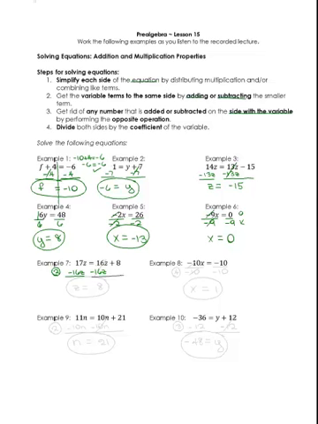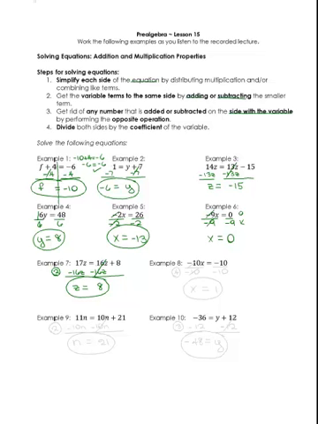Once I do this, 17z minus 16z is 1z, or just a positive z. These cancel, and all I have left over here is a positive 8. The answer, z is equal to 8.